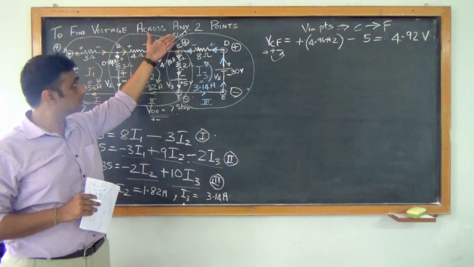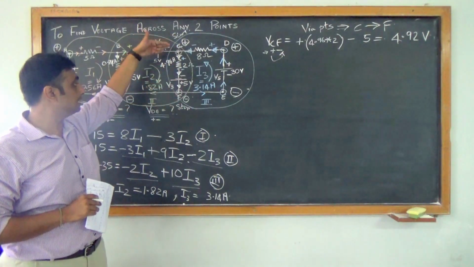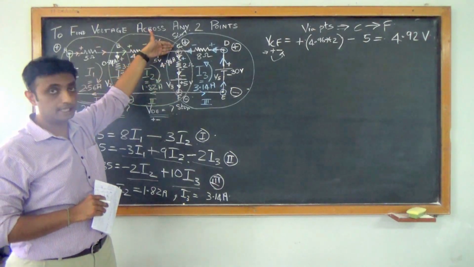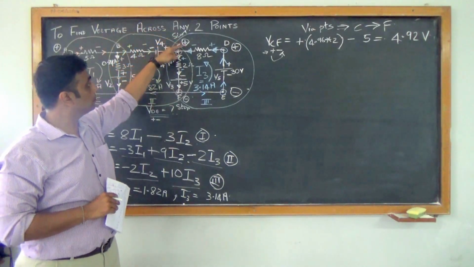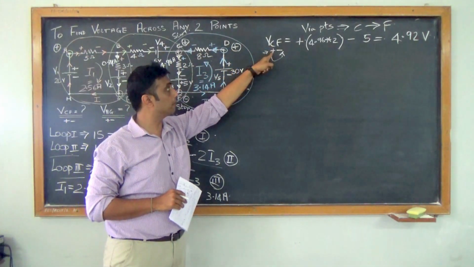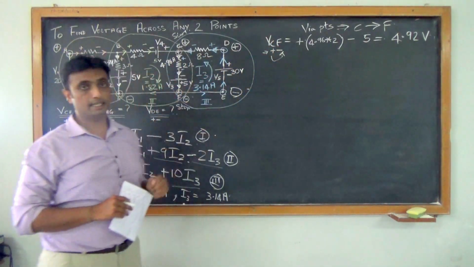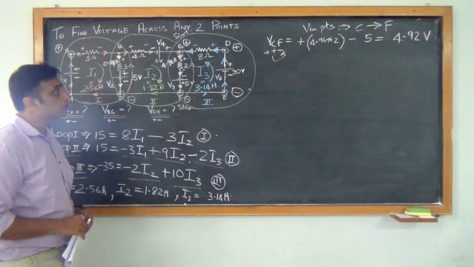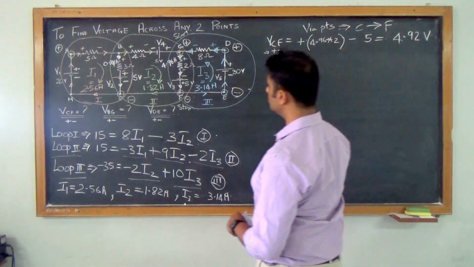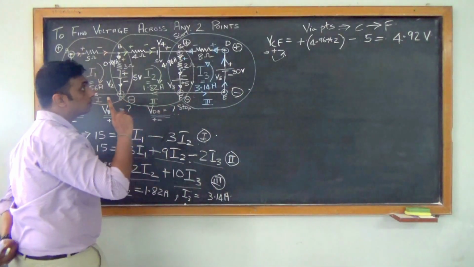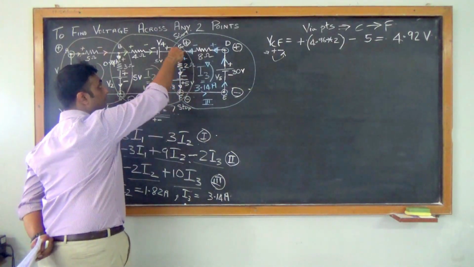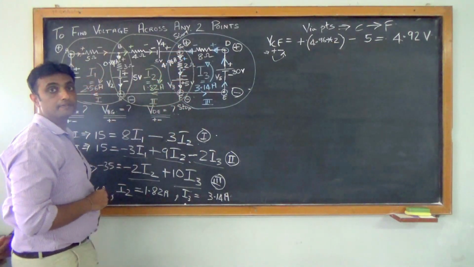No matter which side you start, you may start from C and end up at F, or you can start at F and end up at C. But remember the polarities. The polarity will not change. So the first point will be positive, the second point will be negative. So now we found out the voltage across VCF, which is equal to 4.92 volts. But now this is across C and F, so wire points directly C and F.